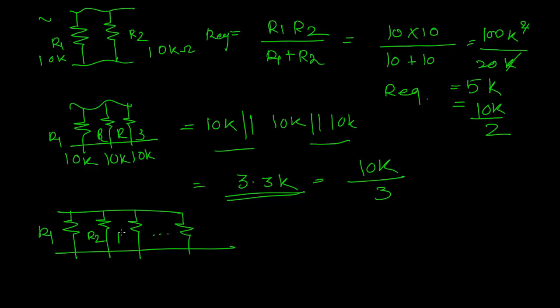R1, R2, R3, up to Rn, and if all of them are equal to each other, then the equivalent resistance is the value of a single resistance, R1 or R2 or R3, divided by the number of resistors in parallel. That's the equivalent resistance.